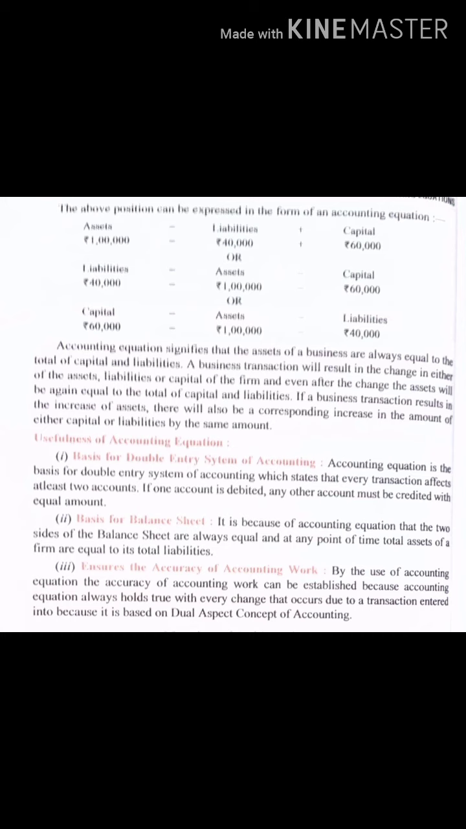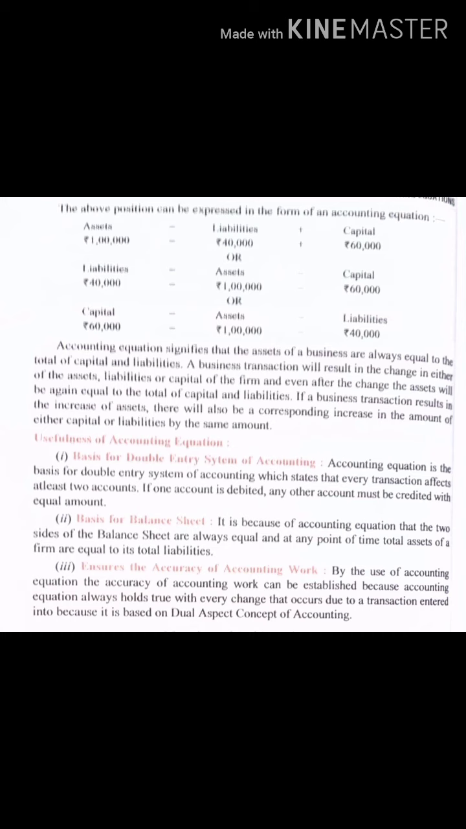Now, usefulness of accounting equation. That means how the accounting equation is useful. First is the basis for the double entry system of accounting. Accounting equation is the basis of the double entry system of accounting, which states that every transaction affects at least two accounts. If one account is debited, any other account must be credited with an equal amount. So this is what we studied above, right? That every entry has a dual aspect. That is what they say, that the accounting equation explains the basis of the double entry system.